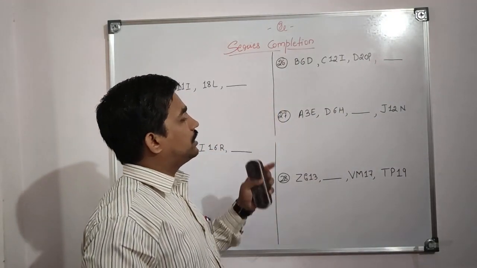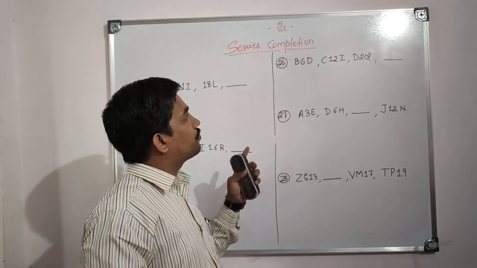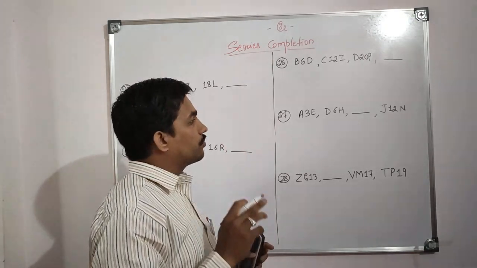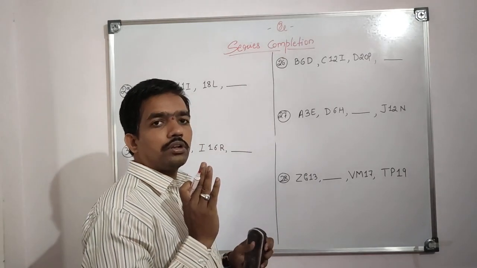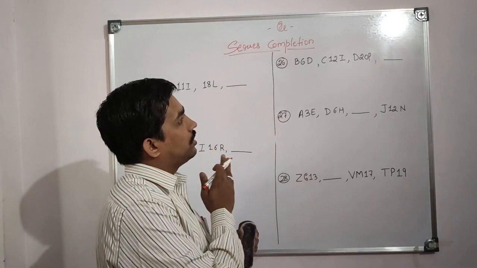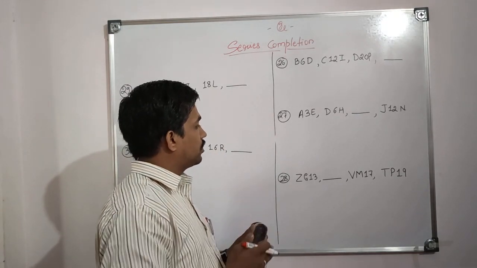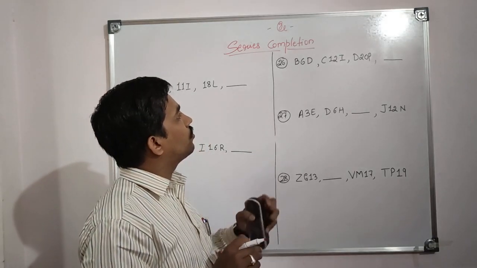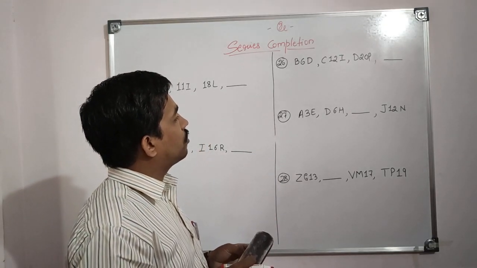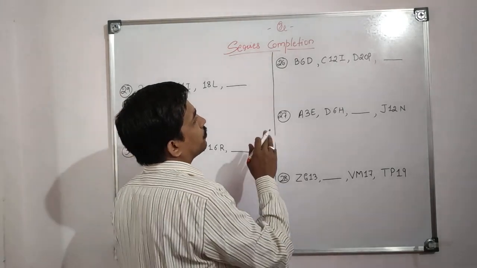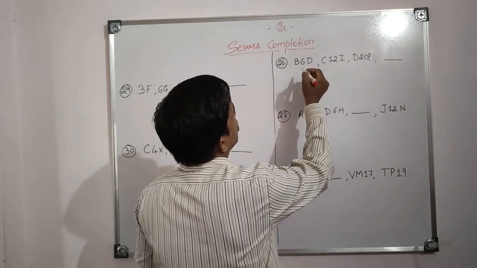So here, this is a mixture of alphabet and numbers. In your first classes, you studied alphabet series, and before that you studied only numbers. Now it is a mixture of alphabet and numbers. See, first we will look at the numbers.